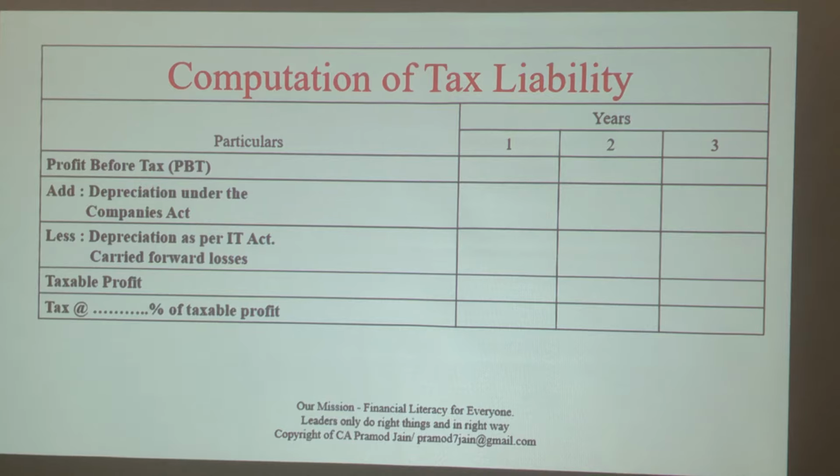deducted from the taxable income, so as to arrive at the final figure of taxable income on which you will pay the tax, and that is what you will do. And this is how you will compute the tax liability. So you will start with the figure of profit before tax, as I was telling you. Add the figure of depreciation under the Companies Act to the figure of PBT, minus the depreciation as per the Income Tax Act and the carried forward losses. What you get in your hand is the taxable profit. It is on this taxable profit that you will pay tax.